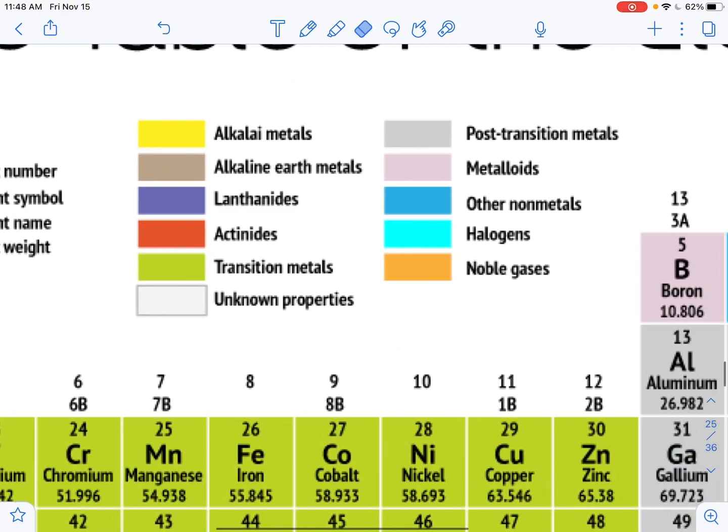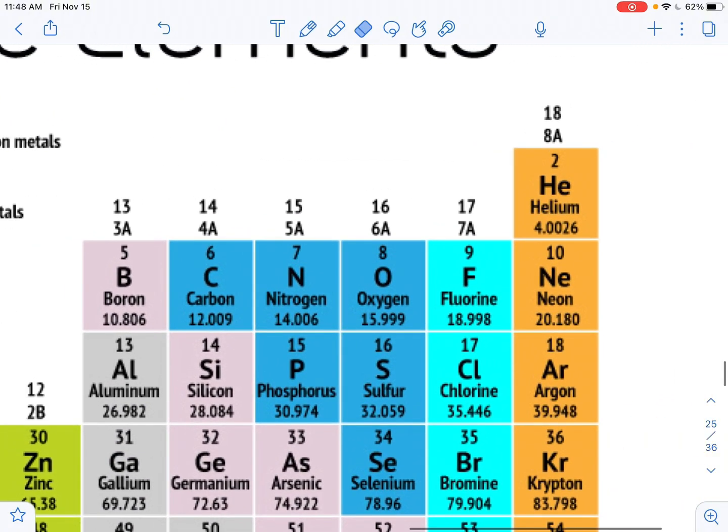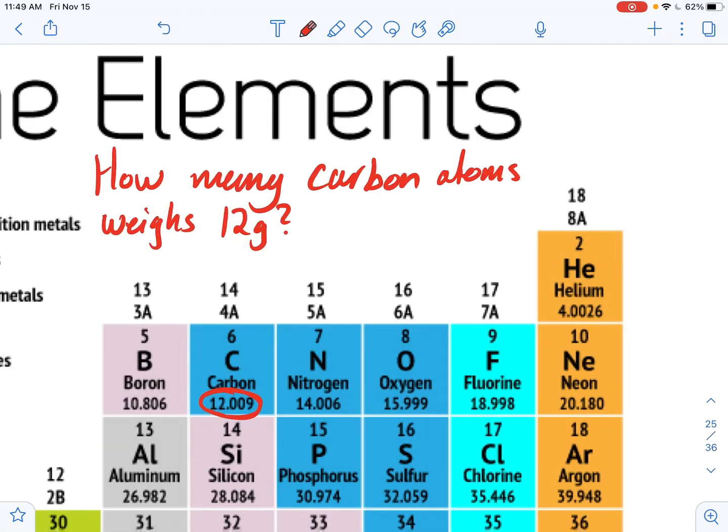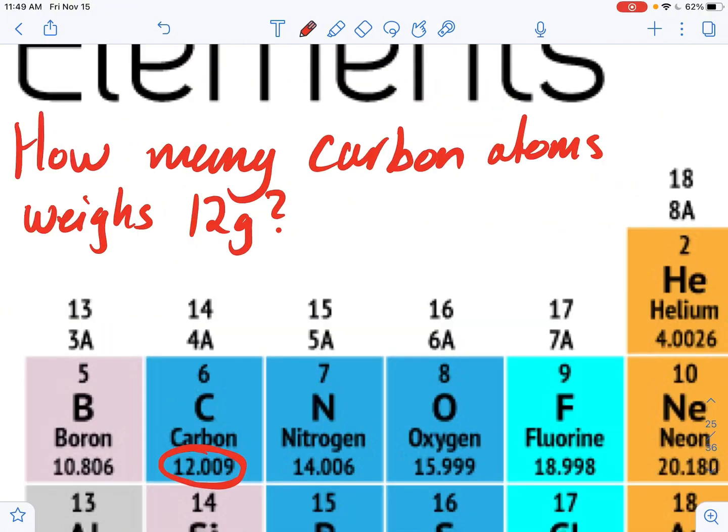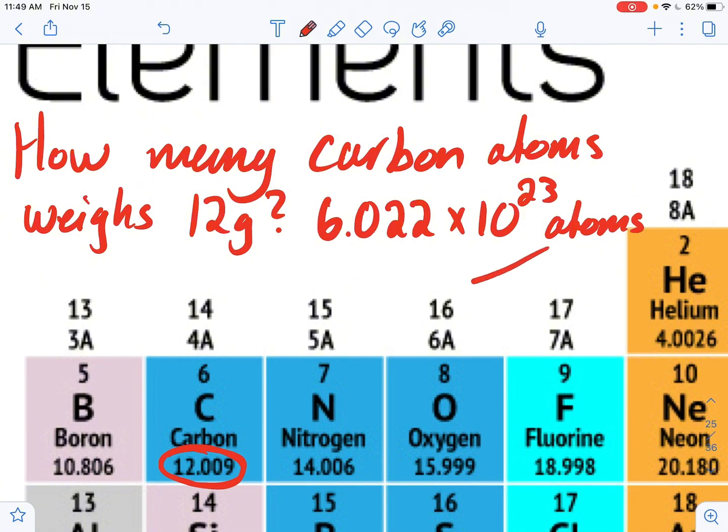And so now let's slide over the periodic table and head to carbon. Carbon is my favorite element. Carbon has an atomic mass of 12. So he asked himself, how many carbon atoms does it take to weigh 12 grams? And what he found was that it took 6.022 times 10 to the 23 atoms of carbon to weigh that 12 grams. And so he said, well, this is what 1 mole is. 1 mole is 6.022 times 10 to the 23 atoms.